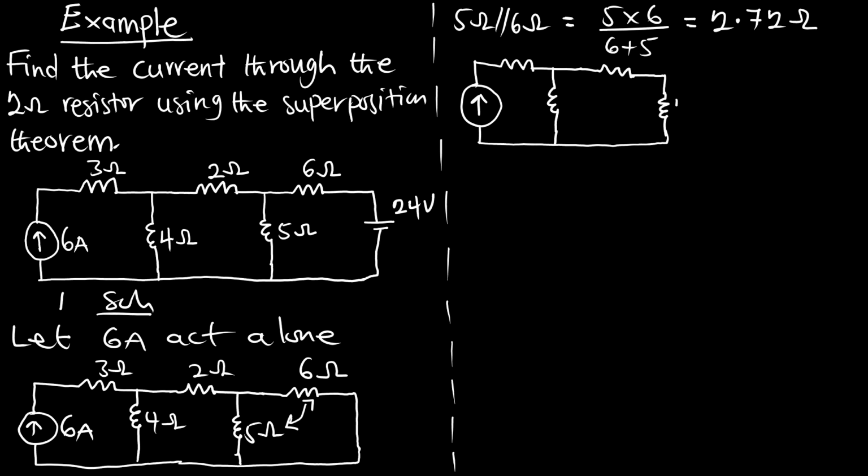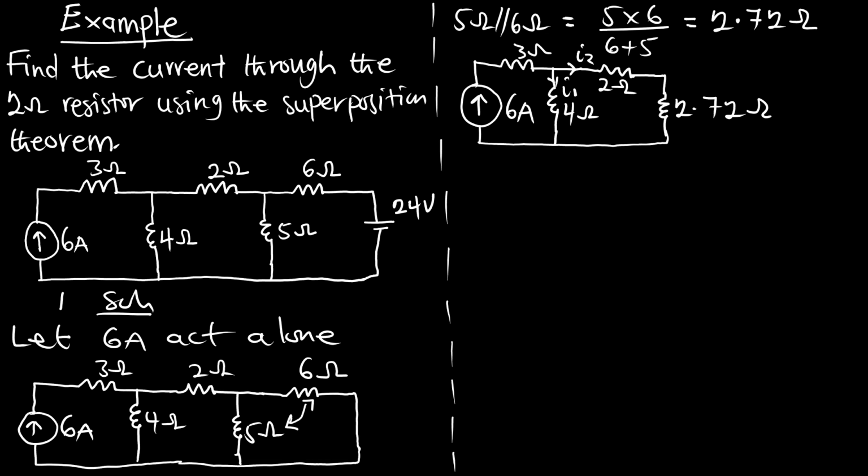This is the 2.72 ohms. This is still my 2 ohms, and this is 4 ohms. This is 3 ohms, and the current source is 6 amperes. Please pay attention. Now we have this current moving. This current is going to divide itself into two, where we have I2, and I'll call this I1.